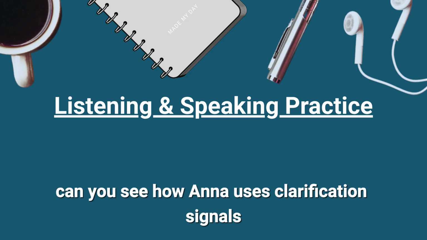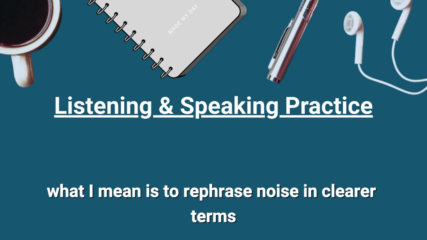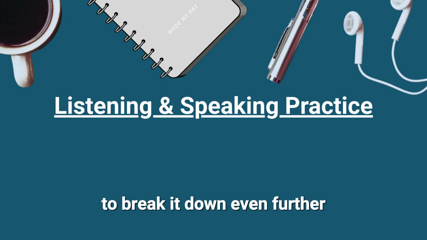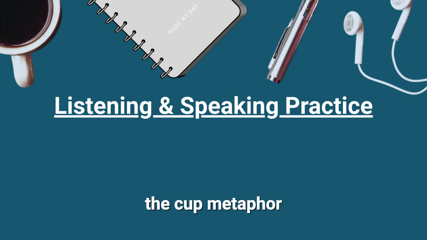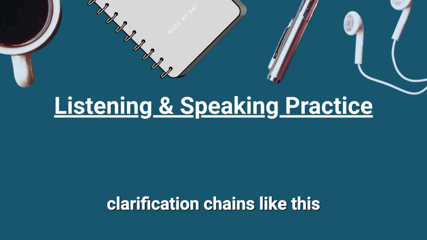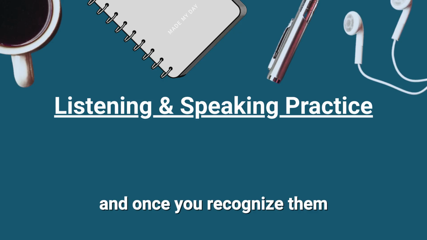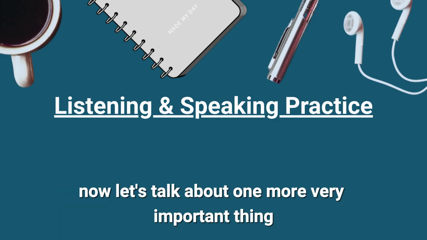Can you see how Anna uses clarification signals to help Peter understand? She uses "what I mean is" to rephrase noise in clearer terms. Then "in other words" to break it down even further. Then "to put it another way" to introduce an analogy, the cup metaphor. Clarification chains like this are extremely common in natural speech, and once you recognize them, you'll follow conversations so much more smoothly. Now let's talk about one more very important thing.